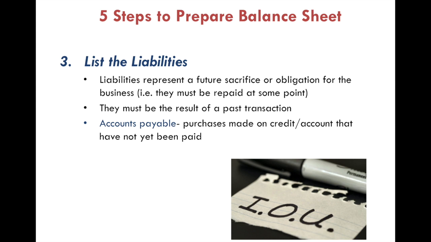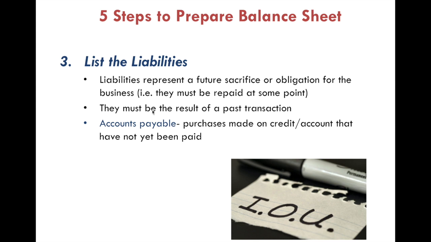Step 3, list the liabilities. So we're going to the right side of the equation now. Liabilities represent a future sacrifice or obligation. They have to be the result of a past transaction. So the business has agreed to make this sacrifice. It sounds so melodramatic, but yeah, that's how liabilities work.